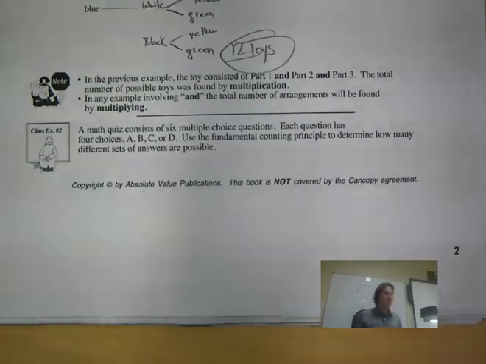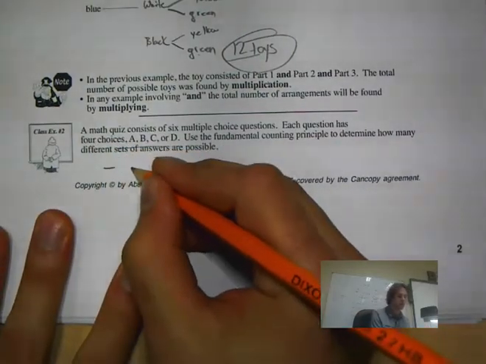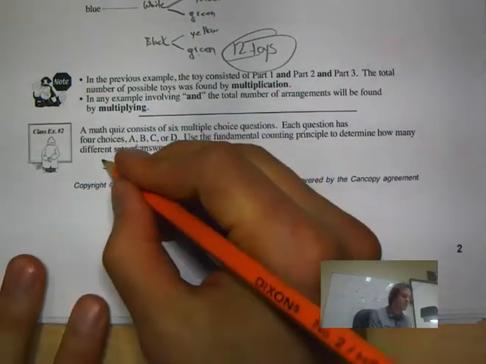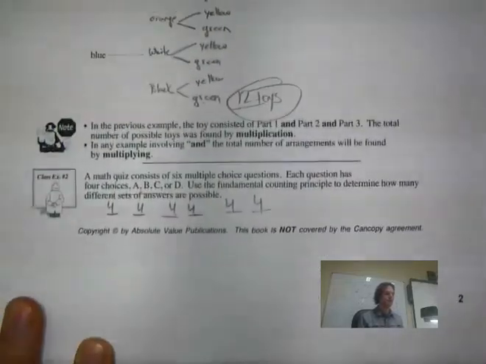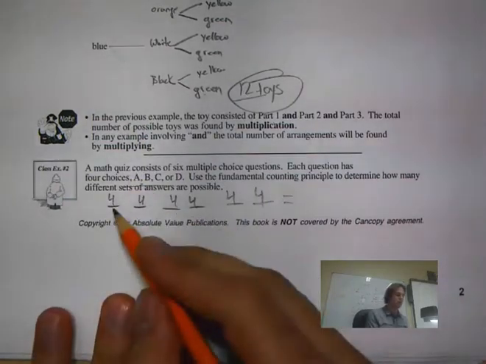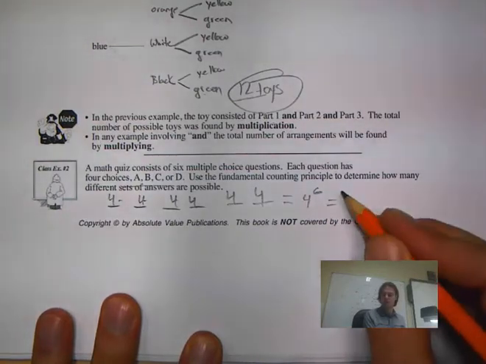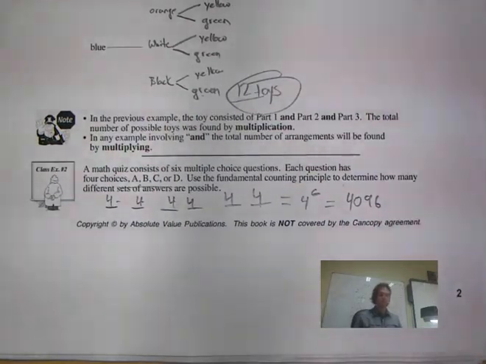It says, a math quiz consists of 6 multiple choice questions, each of them with 4 answers, A, B, C, or D. So we have 6 questions, 1, 2, 3, 4, 5, 6. Each of them have 4 different answers. So there's 4 choices for each. Just like here, we have 2 choices, 3 choices, then 2 choices. 4 choices for each. So how many test score sheets can there be? Answer sheets? Well, that's the same as 4 times 4 times 4 times 4 times 4 times 4. Well, that's 4 to the power of 6, which is the same as 4,096. Okay? And that's it.